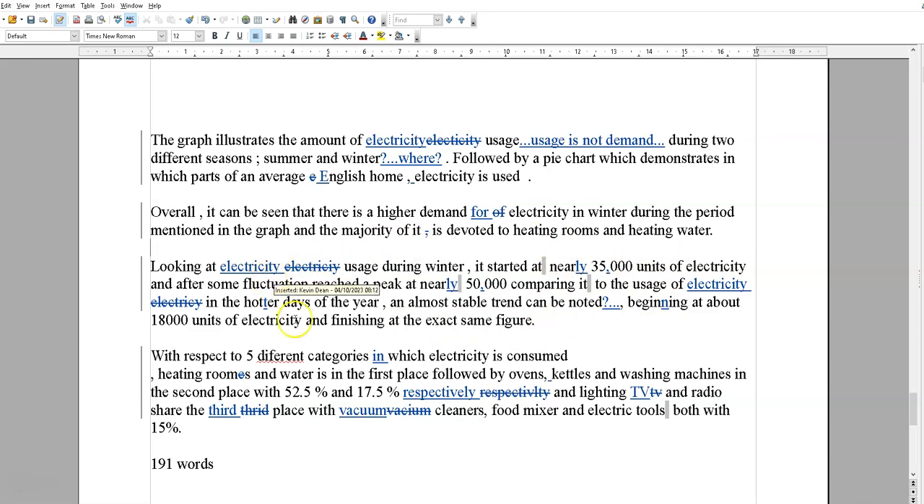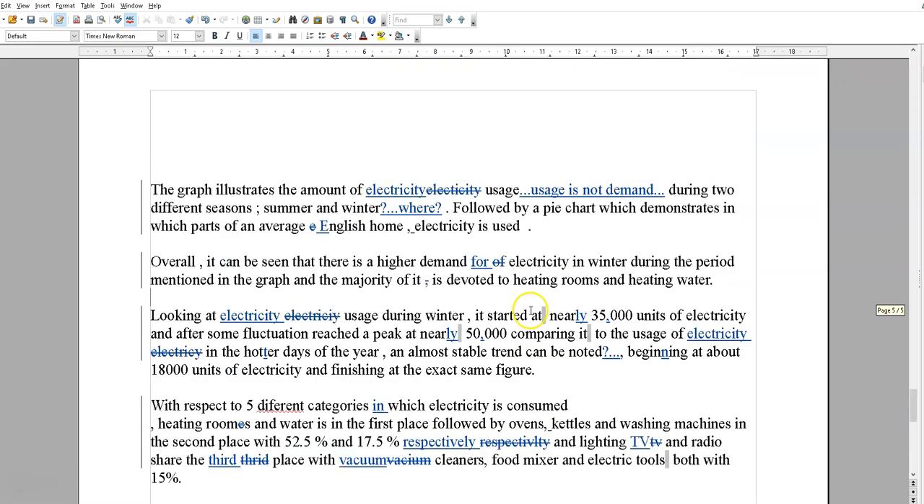It's not too bad, but then we've got this: "an almost stable trend can be noted." I'm not sure whether this is because you might have written this on your phone or you're using the Persian version of Word, in which case that's why it's arranged in this kind of way, but there are some errors here, some kind of spelling. I don't really know why. Maybe it's if you did it on your phone. But there's quite a few errors there. So that's basically it.